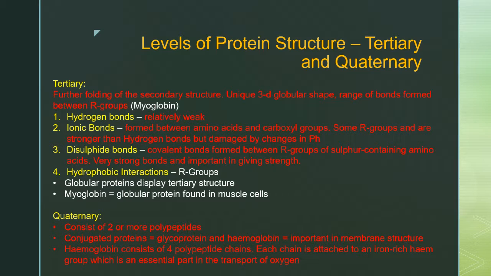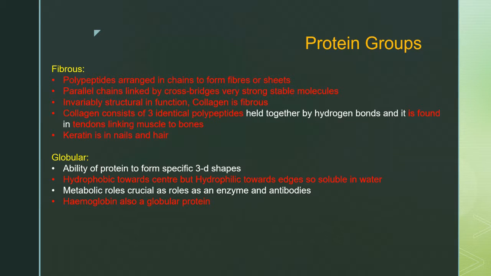A conjugated protein, such as a glycoprotein or hemoglobin, is important in membrane structure, especially hemoglobin, as hemoglobin consists of four polypeptide chains, with each chain being attached to an iron-rich heme group, which is an essential part in the transport of oxygen. Once again, we will talk about this in AS2, and it is tied in with myoglobin very well. Now we're going to talk about protein groups.